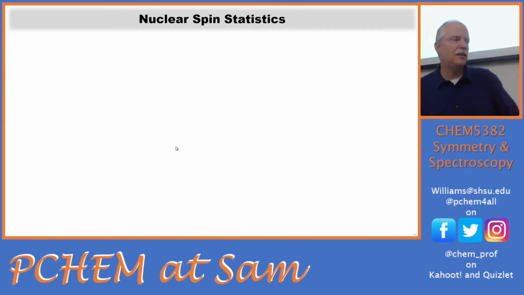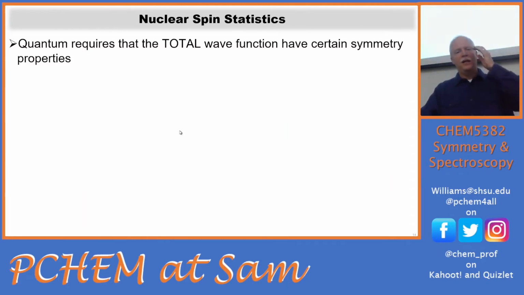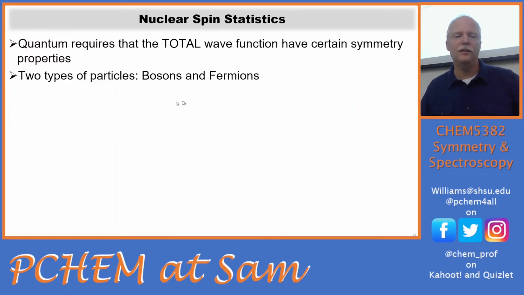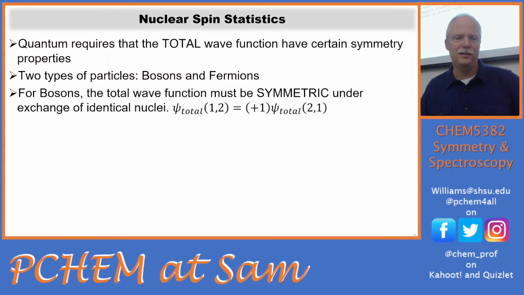Okay, so then we get into the nuclear spin statistics. This is a new insight: quantum theory requires that the total wave function have certain symmetry properties, and they're related to the different types of particles. This is the first time we've really gotten into this idea of bosons versus fermions.